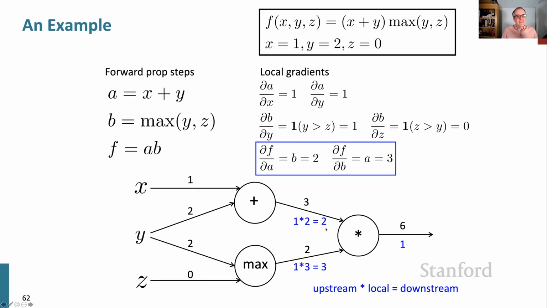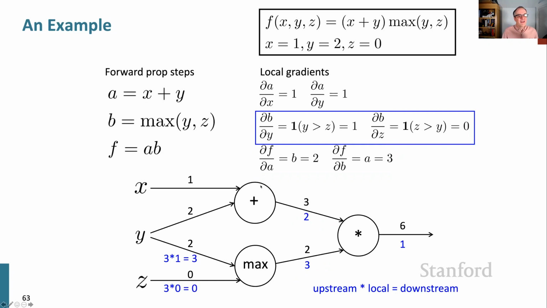So the downstream is 2. On this side, df/db is 3, so we're taking upstream times local. That gives us 3, and so that backpropagates values to the plus and max nodes. Then we continue along. For the max node, the local gradient db/dy equals 1. So we're going to take upstream as 3, so 3 times 1, and that gives us 3.